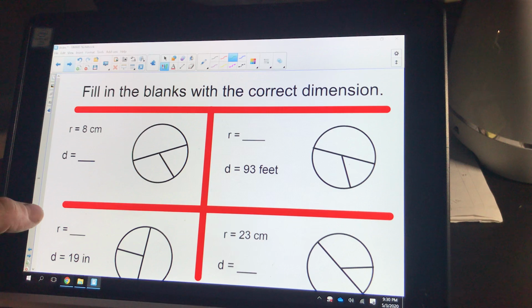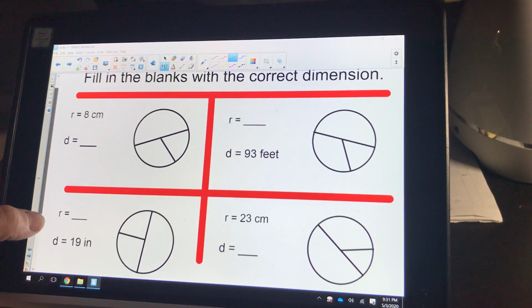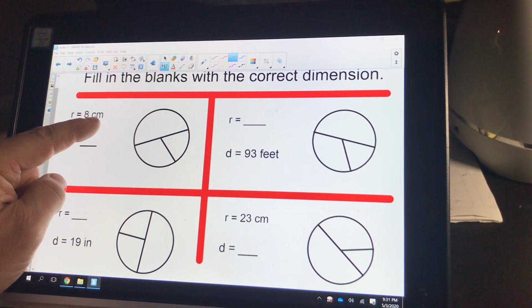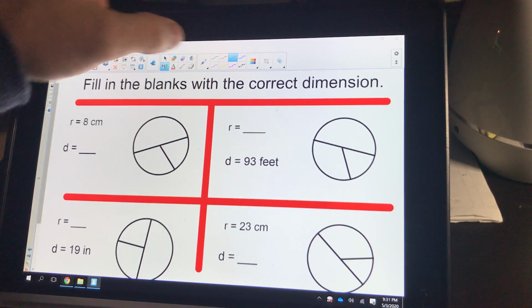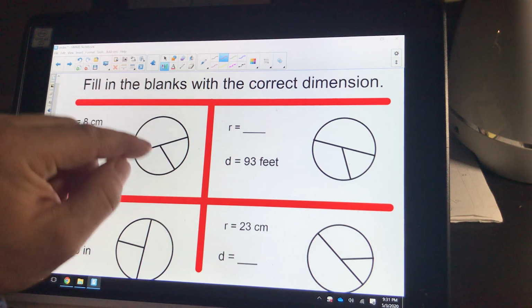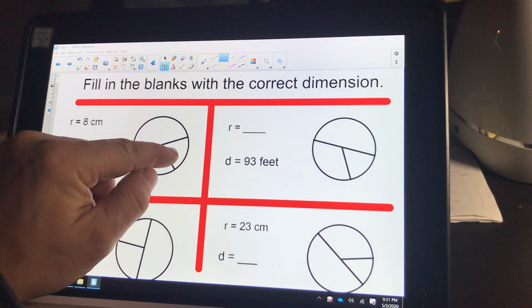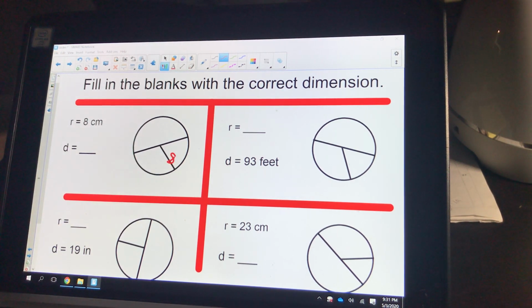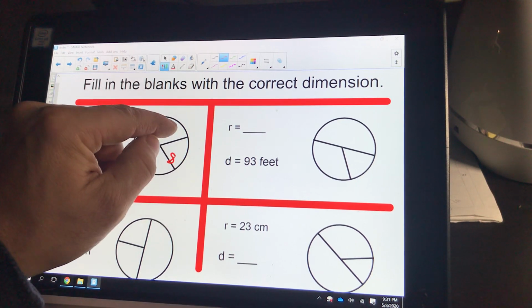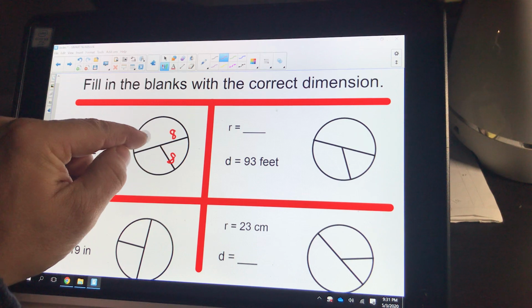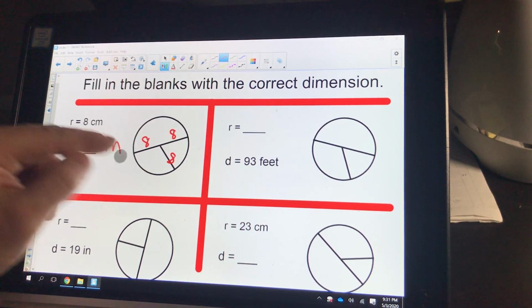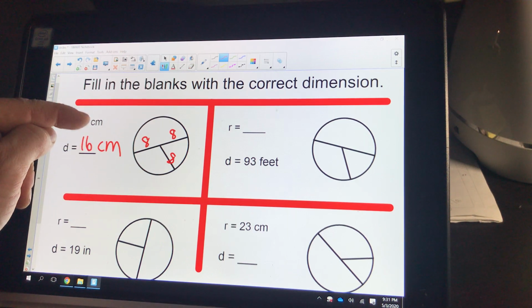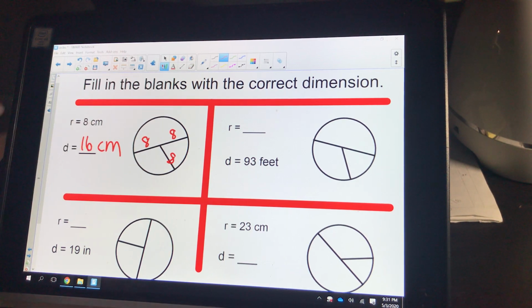So I'm looking at these 4 circles. And it says the radius is 8 centimeters. Now, they give you the circle and they draw some lines in there. So I'm going to go ahead and see if I can write some numbers in here. The radius is 8. So the small part is 8. Okay, so what would the diameter have to be? Well, that means that there's an 8 here and an 8 here for a total of 16 centimeters. I'm just matching the same dimension that they're using, the same unit, centimeters.